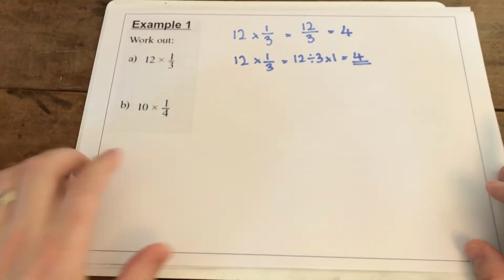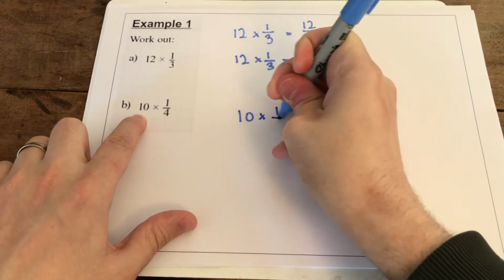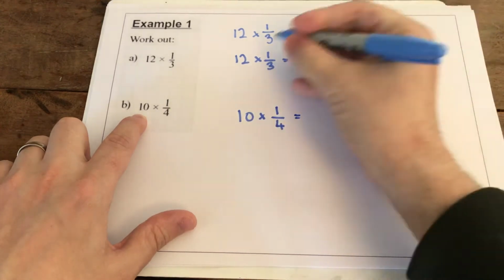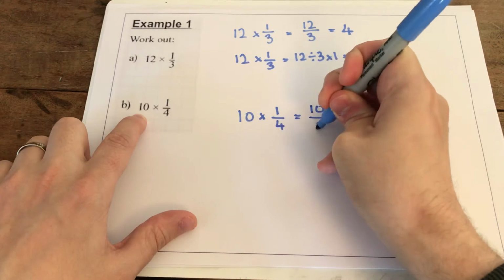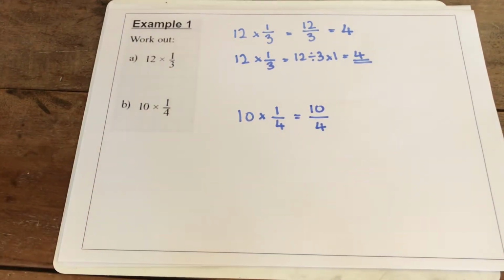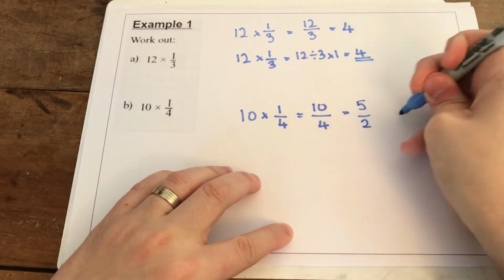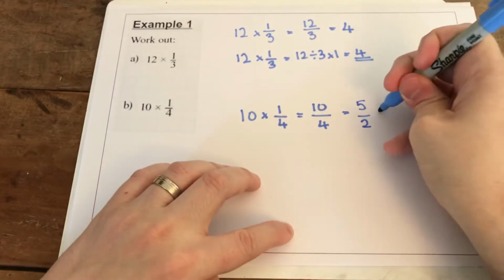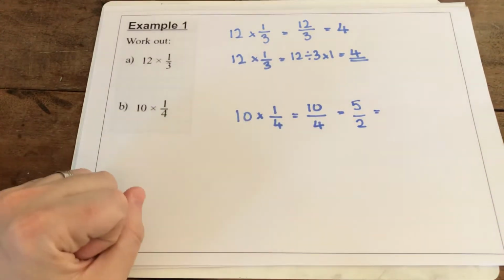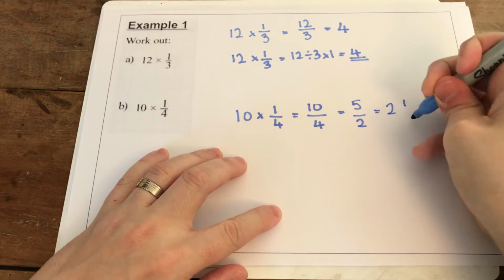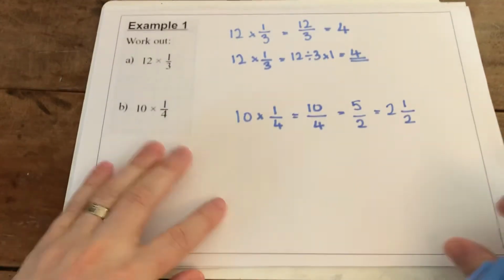Okay, so if we have a look at this question here, we've got 10 times 1/4. Similar to what we've done here, we go 10 times 1 gives us 10. We then leave our fraction in and then we can simplify this. So I would halve this and I would get 5/2. And then similar to what we did in our first knowledge organizer, I say how many 2's go into 5. It goes in twice with 1 left over and we get 2.5.